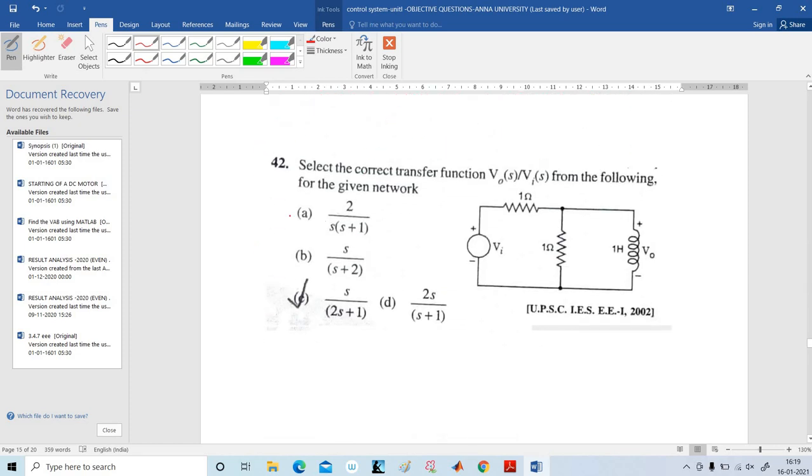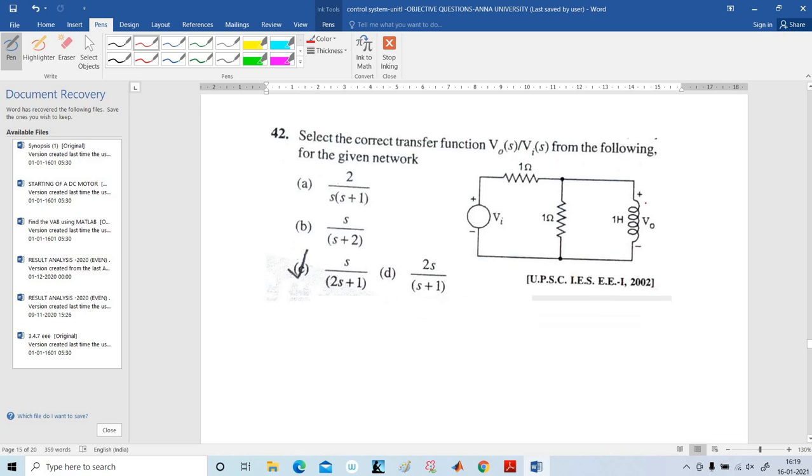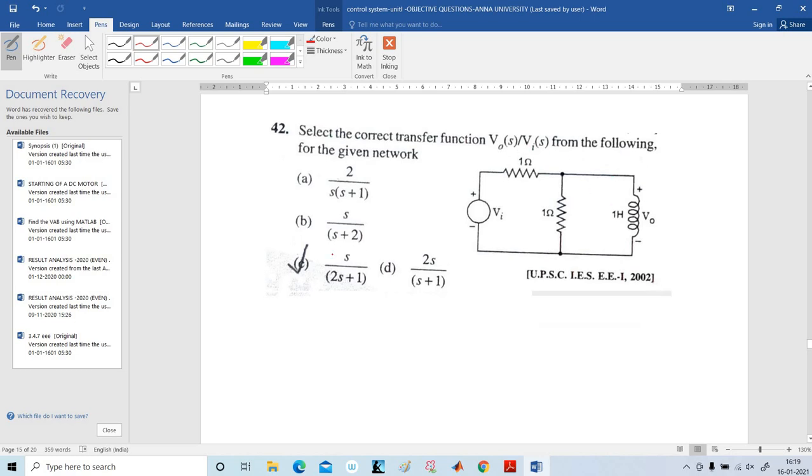Our next problem: select the correct transfer function V0 of S divided by Vi of S from the following. Here also I am going to mark the node V0 and apply the nodal analysis. Here all the currents are flowing away from the junction. This is my assumption. Now I am going to apply the nodal analysis at the corresponding node V0.